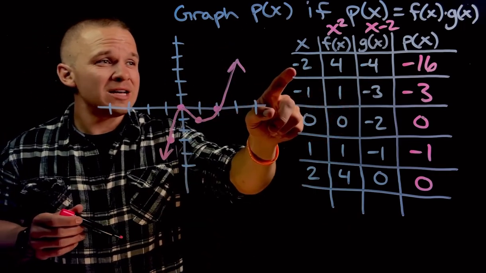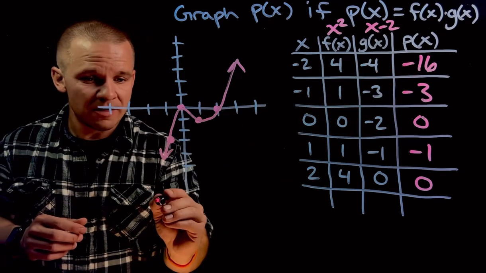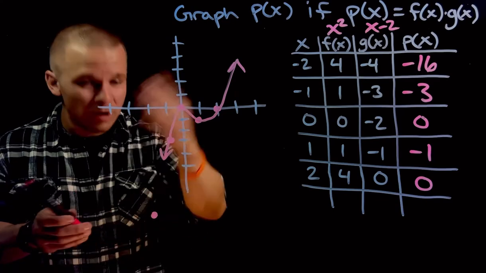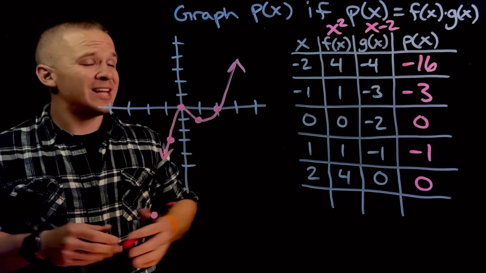And now let's see here, -2, -16. Yeah, that makes sense, right? That's going to be way the heck down there if we were to continue that function, right? It would end up being way down there. That point makes sense. That's pretty cool, man.